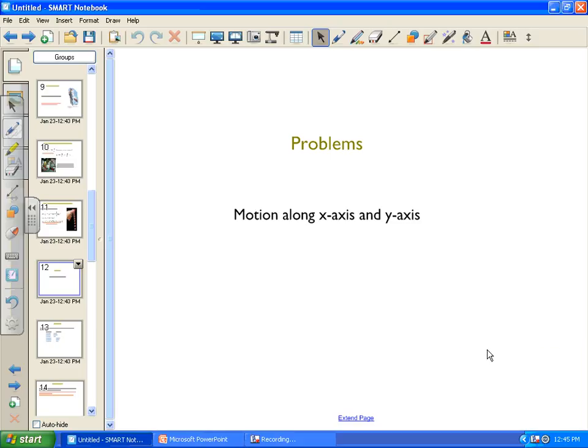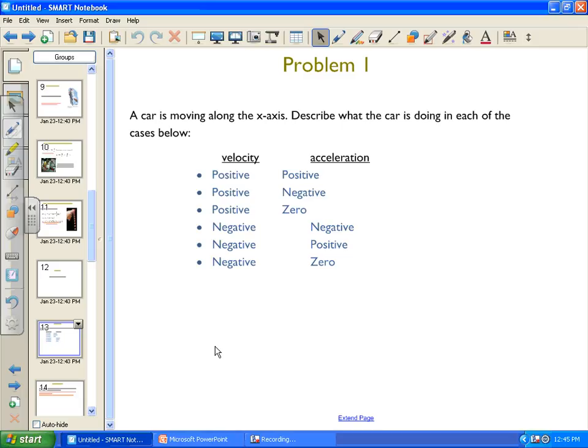Welcome to the first part of the lecture problems for Chapter 2. Let's begin with the first problem. Here, we're told that a car is moving along the x-axis, and we're asked to describe what the car is doing in each of the cases below.